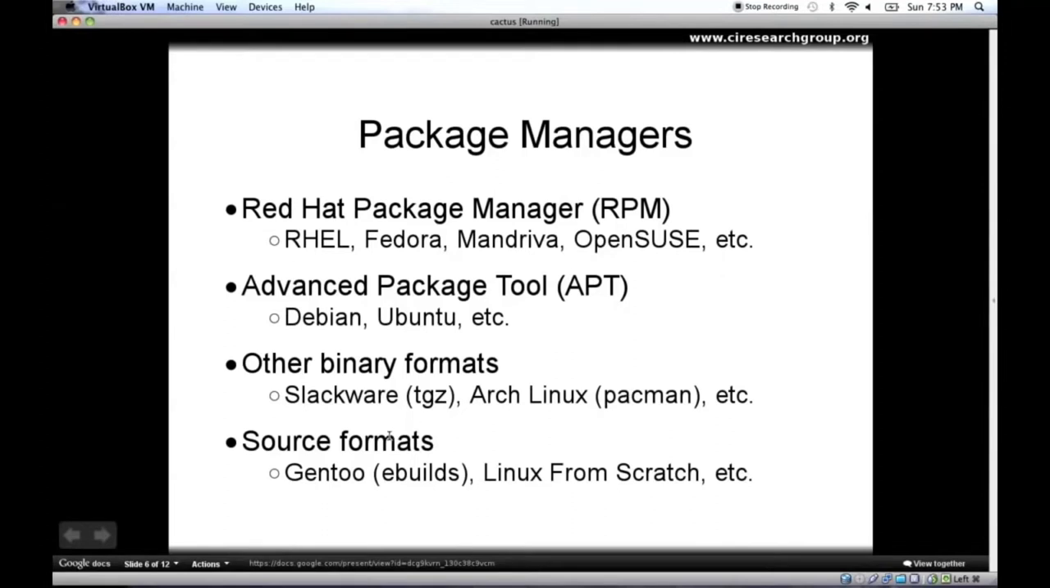There are also source formats. Gentoo is able to build everything from source using ebuilds. Linux from Scratch isn't so much a distribution as it is a book that tells you how to put together your own Linux system by compiling sources for each particular application. This is, of course, time-consuming. And there are other source formats out there as well.